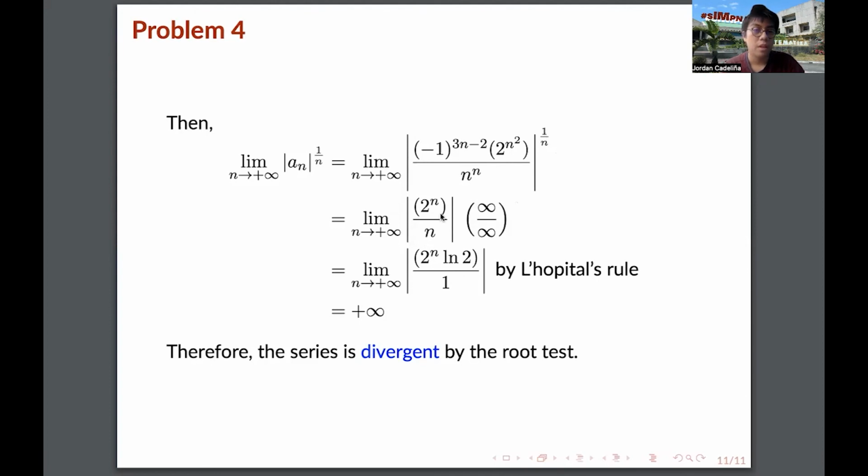So the derivative of 2 raised to n is 2 raised to n times ln 2, all over the derivative of n, which is 1. So we now take the limit as n approaches positive infinity of this. Notice that the limit of 2 raised to n as n approaches positive infinity is always infinity. Then when multiplied by a constant, it is still positive infinity. So because of this, the limit is positive infinity. Therefore, the series is divergent by the root test. Okay, so that's it for today's video. Thank you for watching.